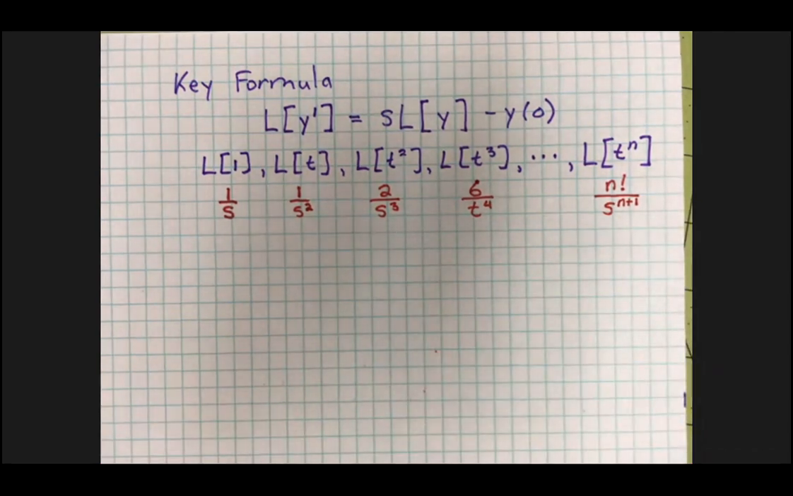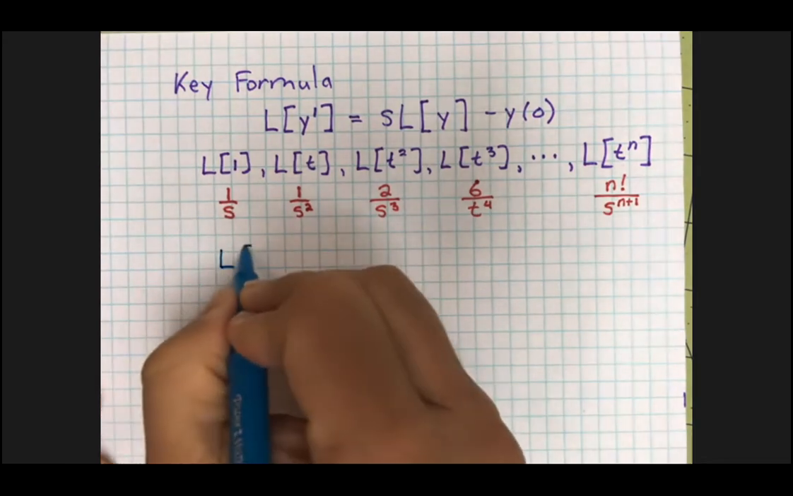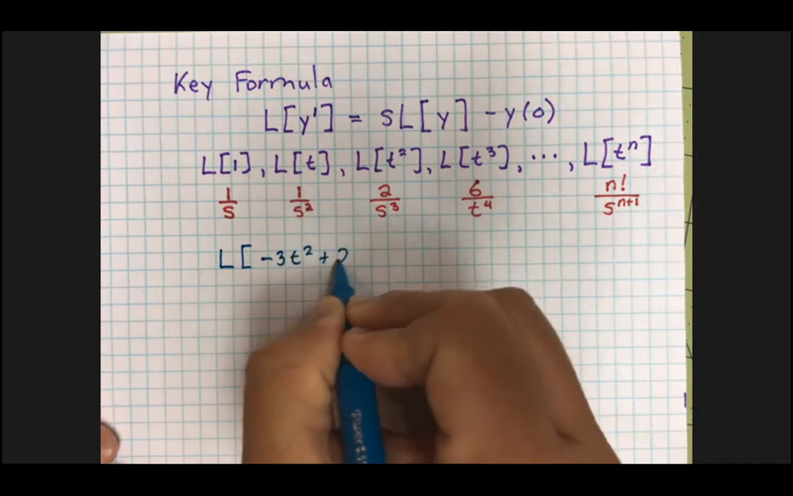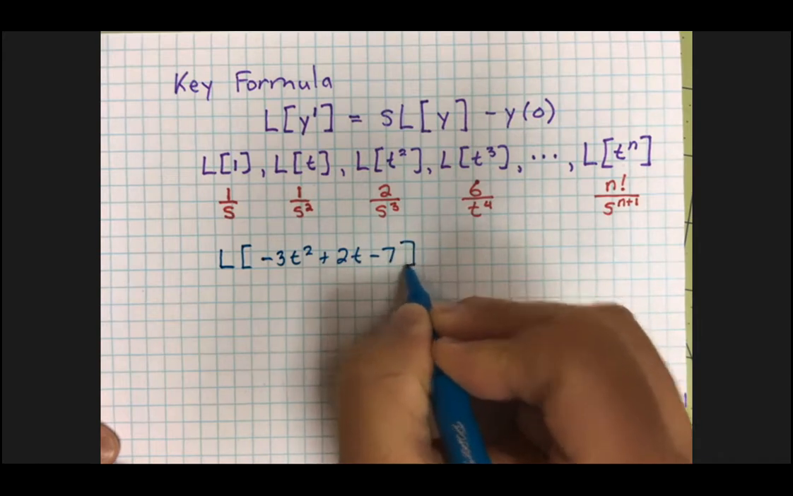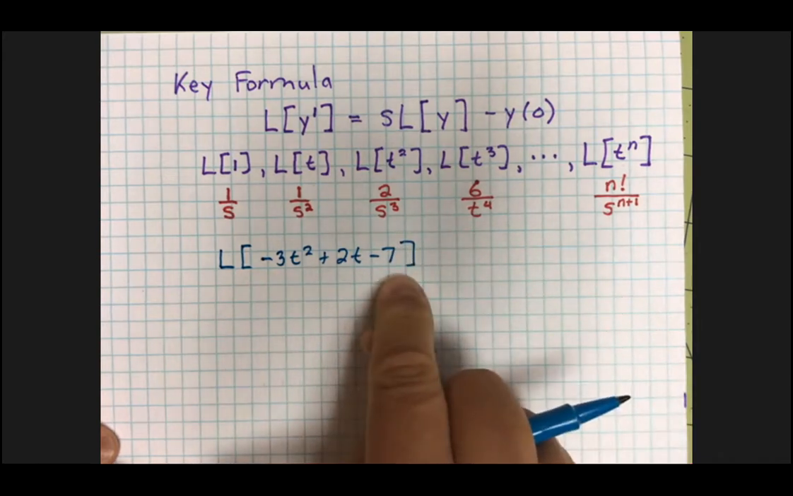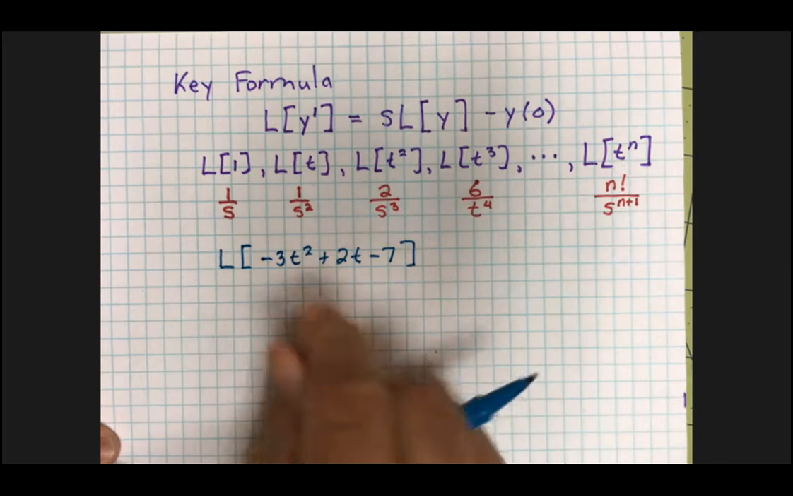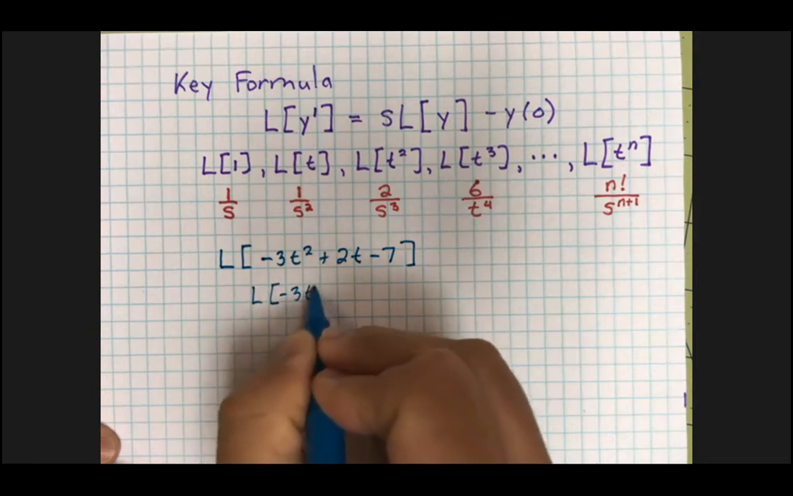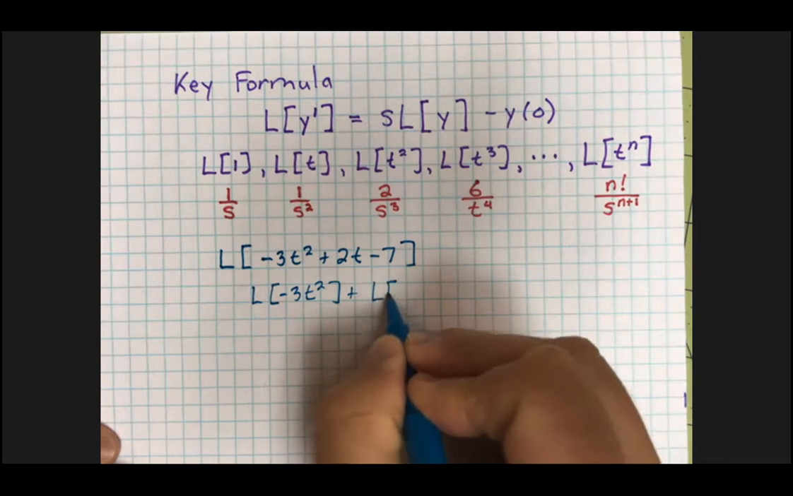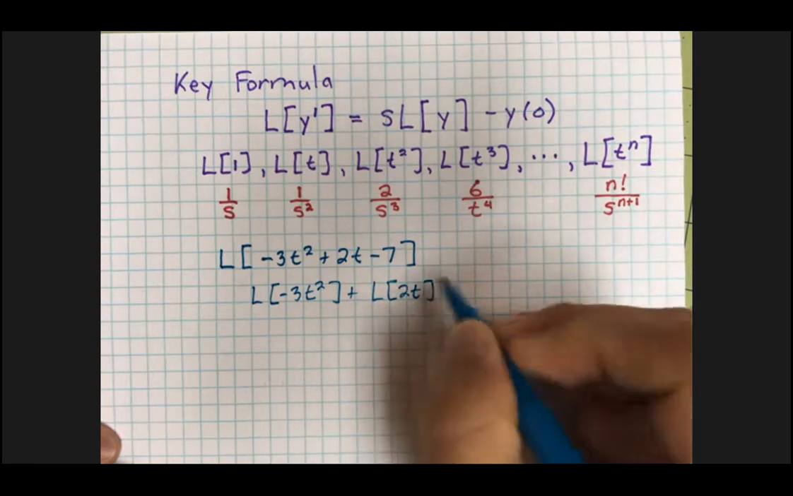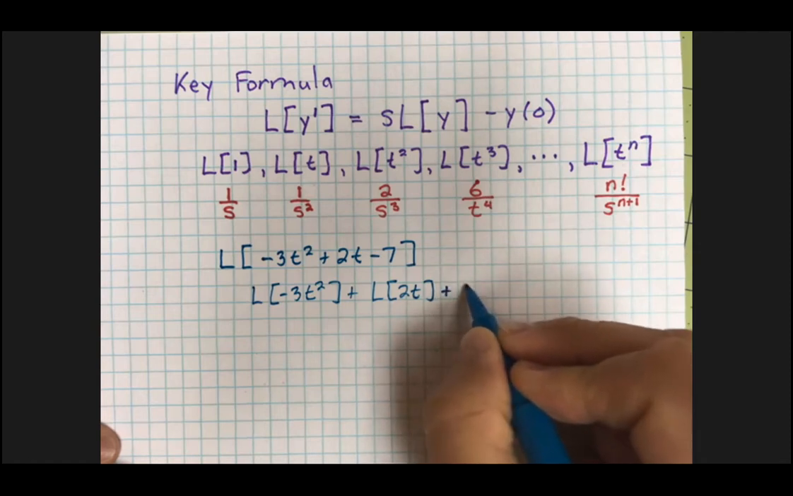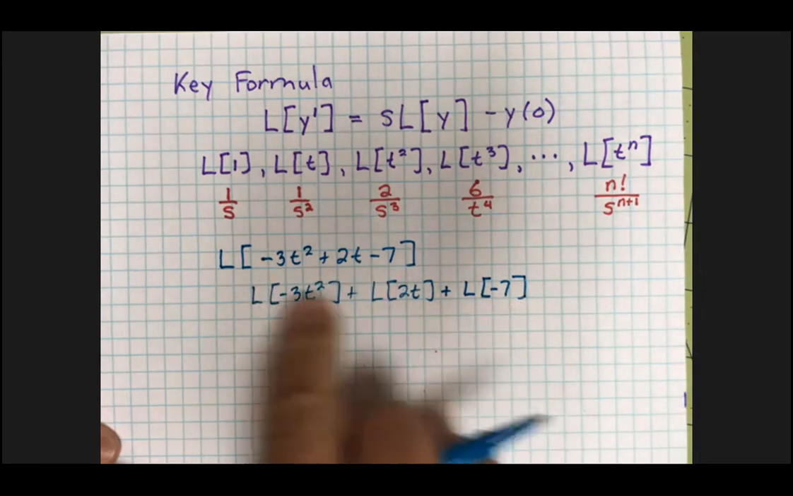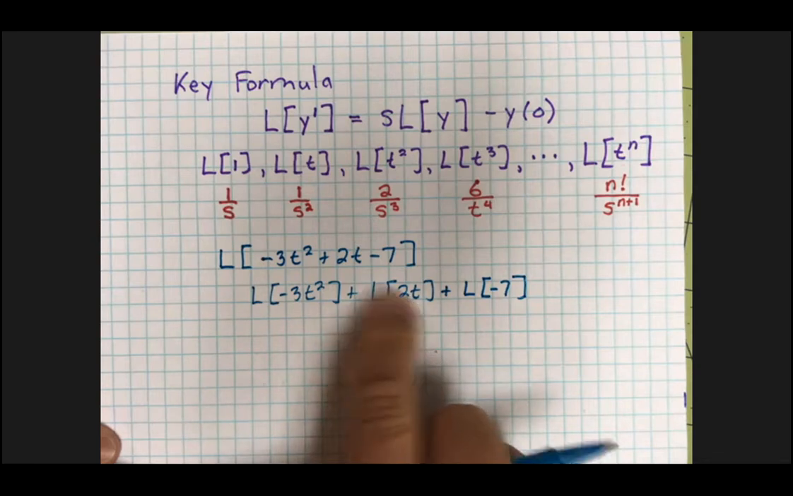So that means if I wanted the Laplace transform of, say, negative 3t squared plus 2t minus 7, the Laplace transform of any polynomial, how would I set about this? Well, by the linearity, I would break them up into 3 Laplace transforms, minus 3t squared. When you do this for real, you'll do it much faster without this writing. First, you just split them up into 3 chunks, and then you factor the constants out of each chunk.